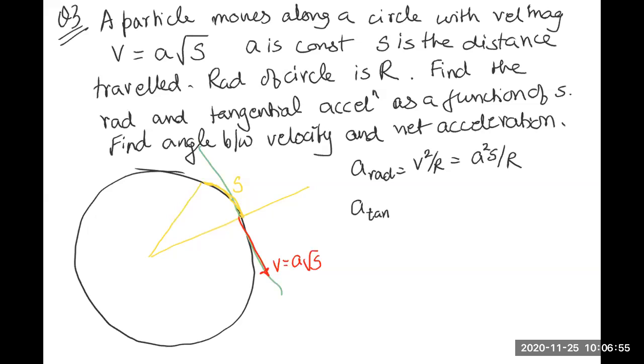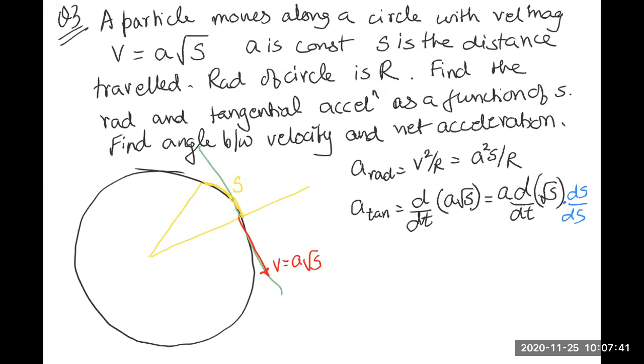A tangential is equal to d by dt of v, which is d by dt of a root s, which is equal to, a is constant so it comes out, d by dt of root s. I wonder how many of you remember this. This is why we had discussed differentiation in such great detail. d by dt of root s, right? You cannot do this directly. You have to use chain rule, and you have to multiply and divide by ds.